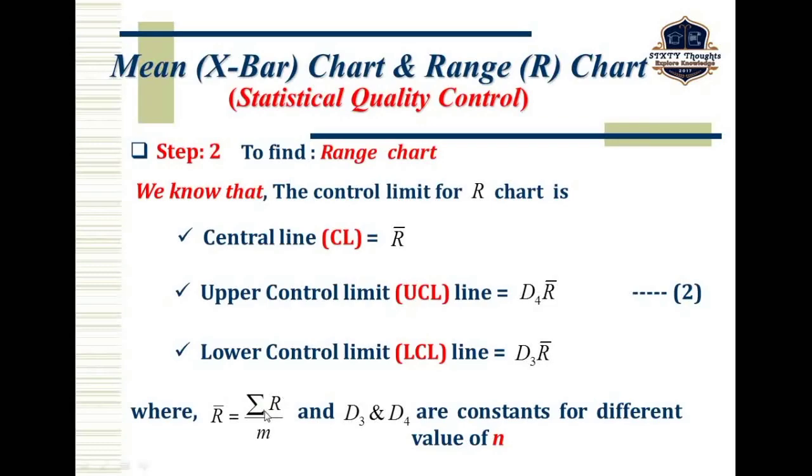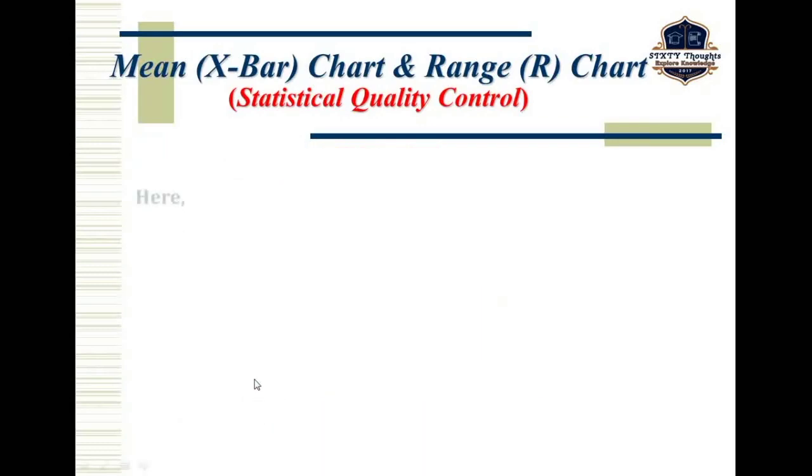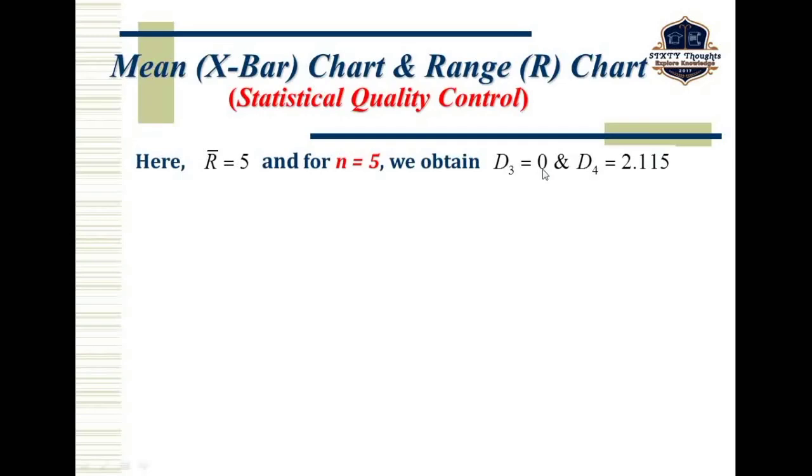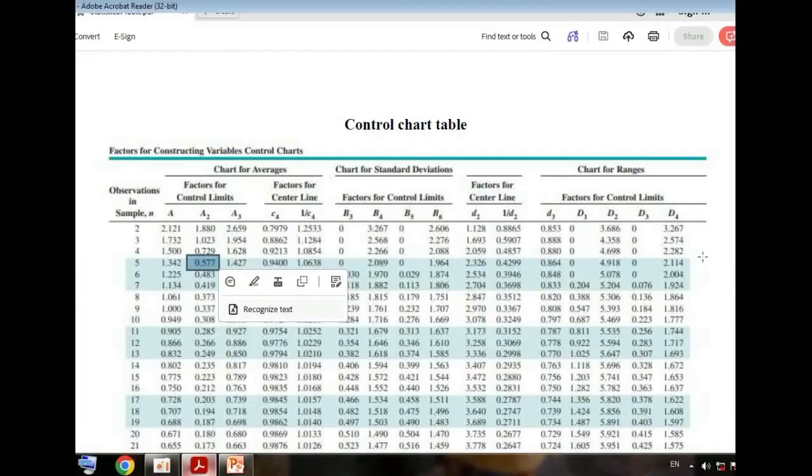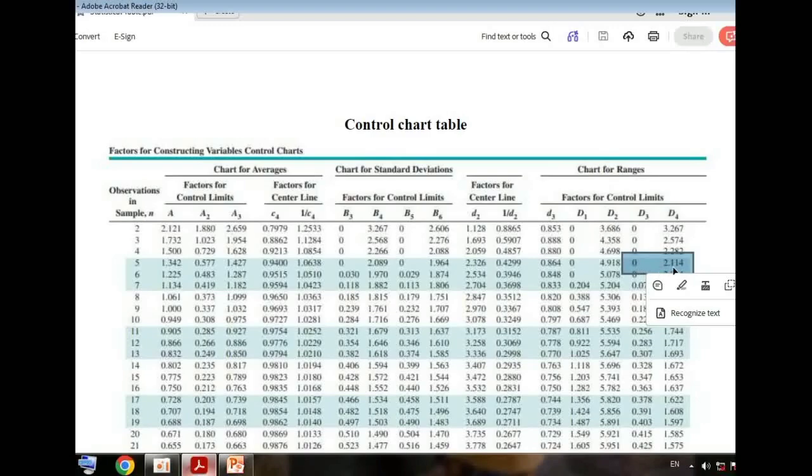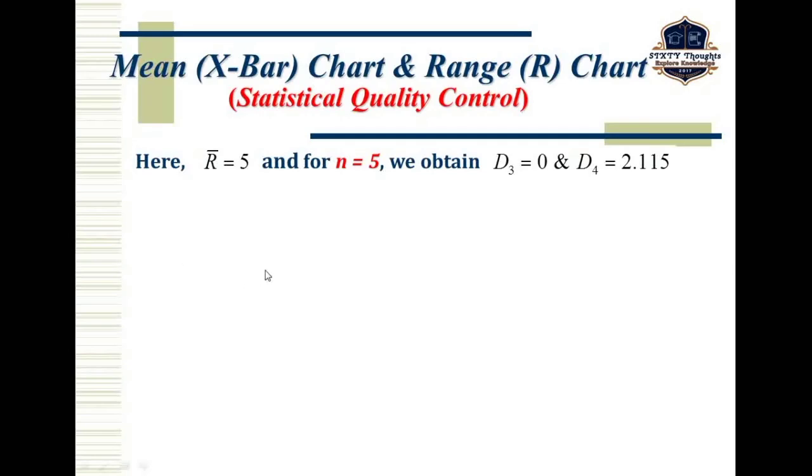Already we know the R bar value from the previous step, right? So here R bar equals 5. And also for n equal to 5, we obtain the constants D3 equal to 0, D4 equal to 2.115, by using the statistical table values. I will show this one. Here you see for n equal to 5, the D3 and D4 values: D3 value is 0, D4 value is 2.115. Using these three values, we are going to find the three horizontal lines by using equation 2.